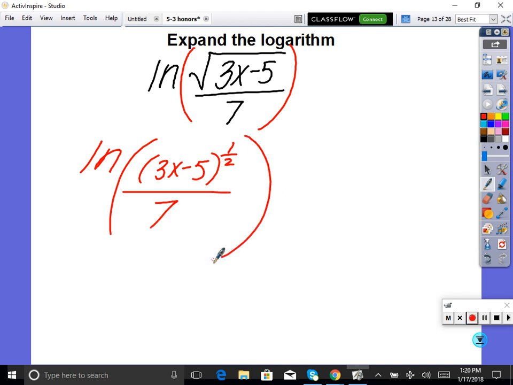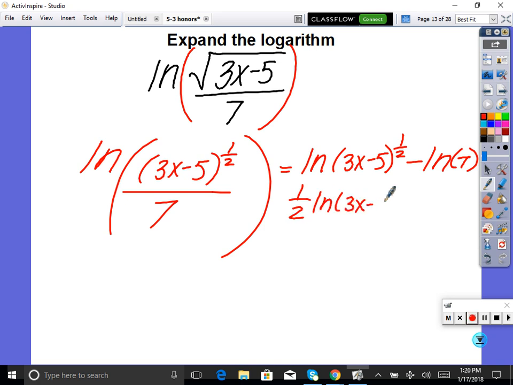So the only rules that apply are: when you multiply, you add. When you divide, you subtract. Raise the power and you multiply. You cannot split apart a subtraction sign. So this is equivalent to ln of 3x minus 5 to the 1/2. And then because we're dividing, we'll subtract ln of 7. And then our last step would be to fix the 1/2. 1/2 ln of 3x minus 5 minus ln of 7. A lot of you got it right. Awesome. Questions?